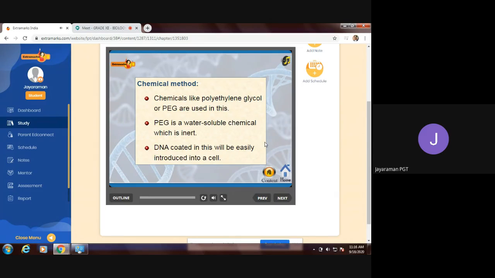Okay, here the chemical method, PEG, the abbreviation is polyethylene glycol. PEG is used. This may come in the exam. So this is the chemical method. They use some medium, some carrier to carry the gene. These are chemical carriers. This is called the chemical method. These are inert, not causing any changes in the organism, like tungsten and gold, which are inert substances. They can carry the gene and introduce it into the whole cell. So the chemical method is PEG.